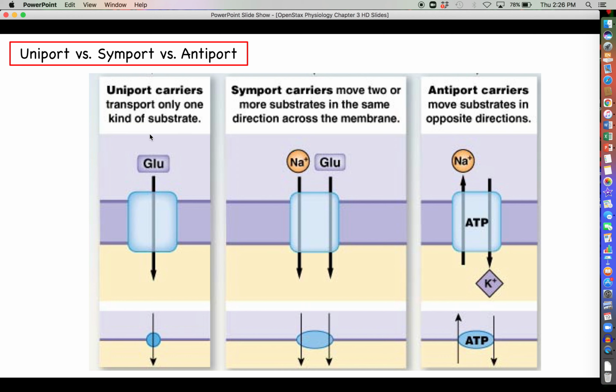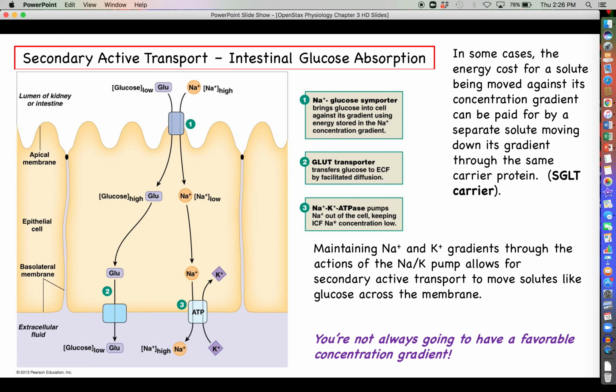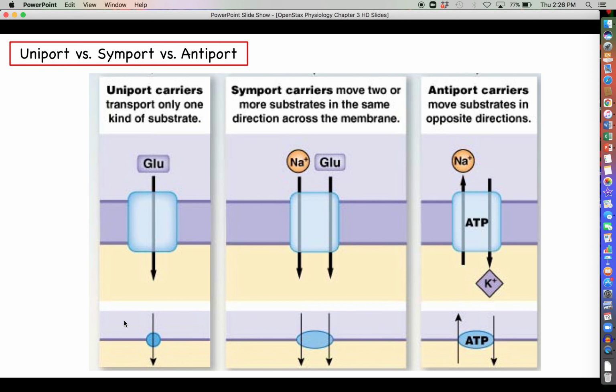It doesn't really matter which direction it's going. It could go from ECF to ICF or ICF to ECF. If you're only letting through one substrate or one solute at a time, you've got a uniporter. The best example of this on the previous slide would be the facilitated transporter for glucose in the basolateral membrane. That is a uniport that we are seeing right there.